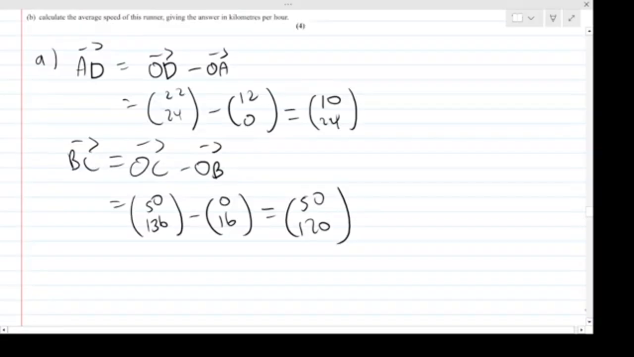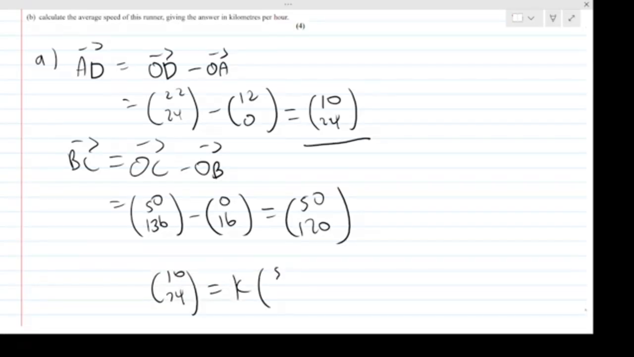So then these two vectors are parallel if they are multiples. So consider this vector AD, 10, 24, has to be a multiple, k let's say, of this vector here, 50, 120. Okay, can we spot what this multiplier will be? Well, you hopefully could spot it, but we could also just sort of solve it.